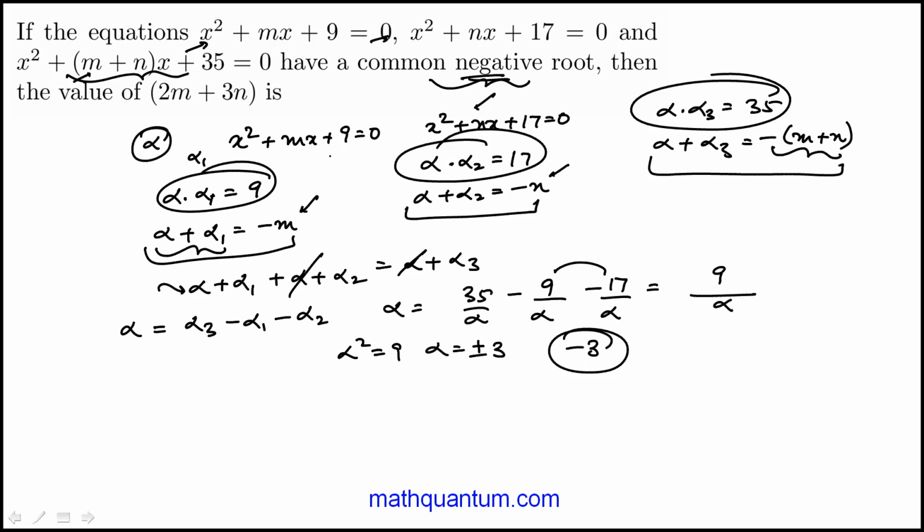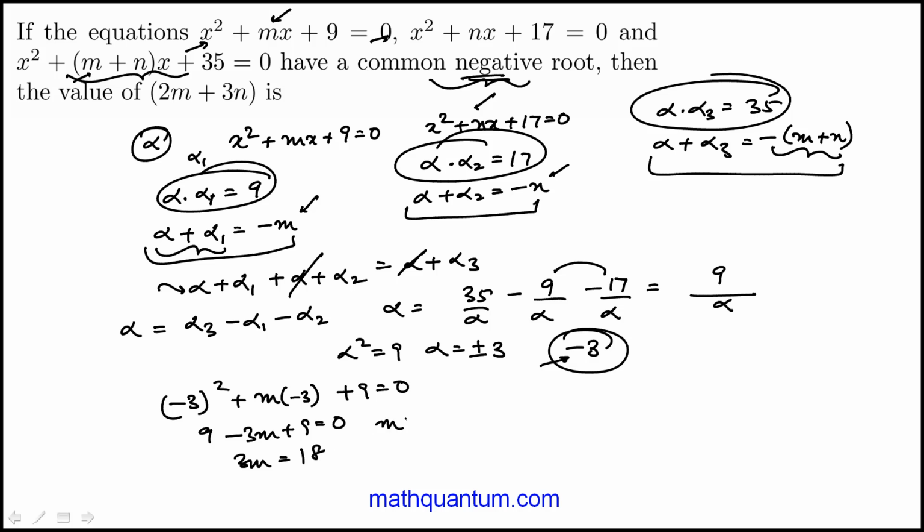Now, I need to find 2m plus 3n. I'll plug that in. This root has to satisfy the equation, so I can use that to find what m and n are. So in this case, 9 minus 3m plus 9 is 0. 3m is 18. m is 6.